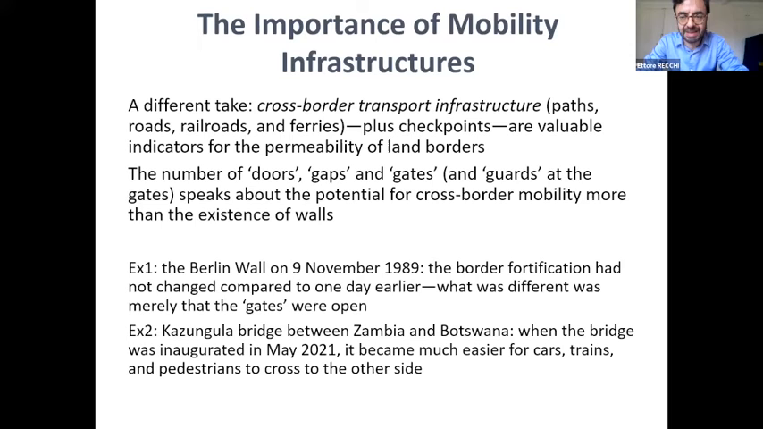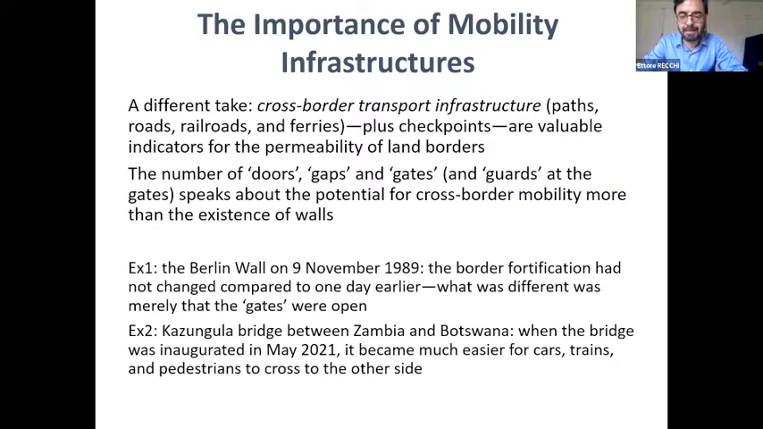Our approach is somewhat different, although closer to the last one I mentioned. We think that walls are not the key point defining or making borders more or less easy to cross. In fact, what we need to know more and in a more systematic way is the whole set of infrastructure that exists at borders. So the roads, the paths, the railways, the ferries, the bridges, and the checkpoints that make borders actually crossable by people.